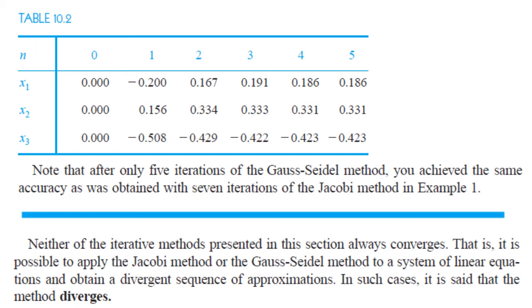But for both the Jacobi method and the Gauss-Seidel method, sometimes it happens that your solution does not converge. Your solution starts diverging, meaning you are going away from the solution. So you don't get the solution. In order to make the solution convergent, there is a condition. But before the condition, let's see an example where the solution is simply diverging.